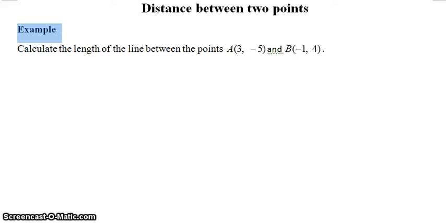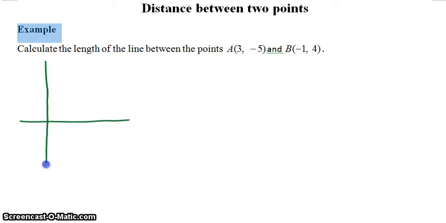In this example, we'll have a look at calculating the length of a line between 2 points. The points are given, A and B, as you can see, and what I'll start off with is I will always draw a quick sketch of it. So I'm having a look at the x values. So I've got 3, -1, and my y value is 4, 5.